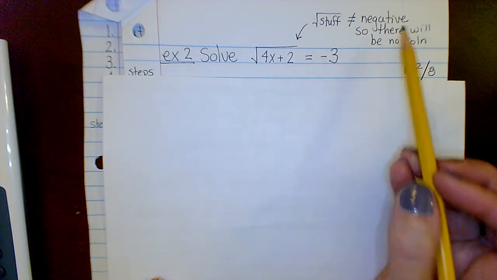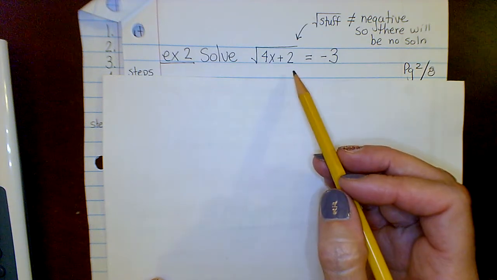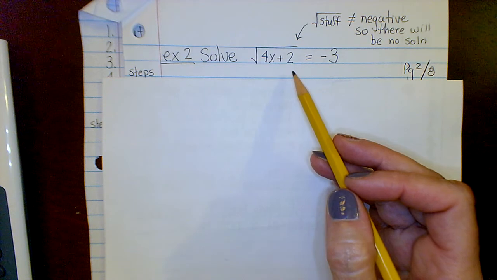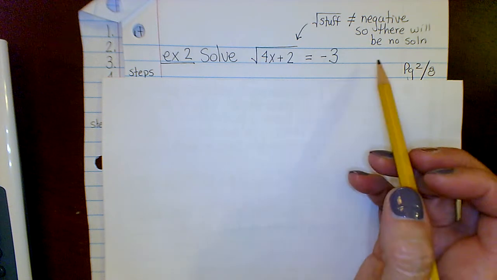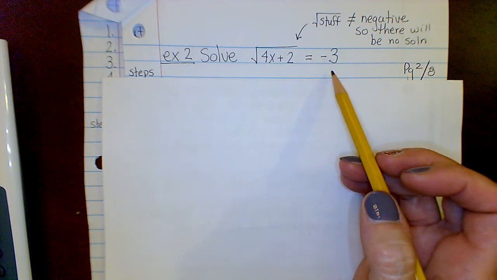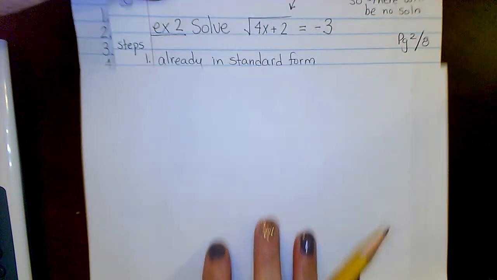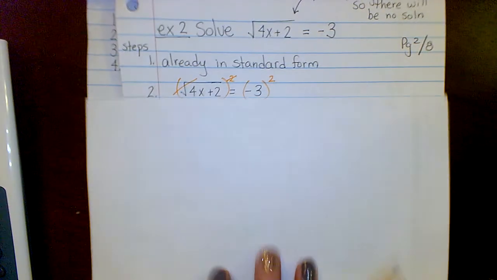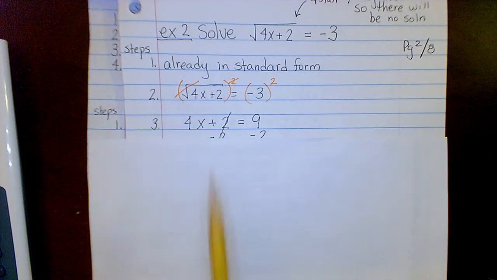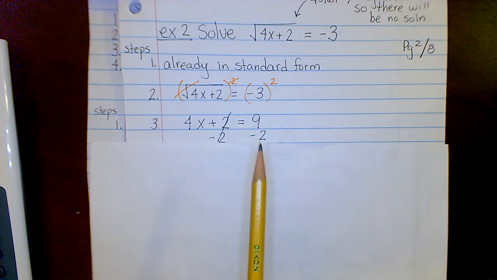So if you see that up front, much like it was with the absolute values. Remember those equations where we had the absolute value equal negative being no solution? Well, same thing with the square root. If you see that, you're done. No solution. But let me just show you what happens if you don't see that. So it's already in standard form, so you start following the steps. You square both sides. You get 4x plus 2 equals 9, because negative 3 squared is 9.